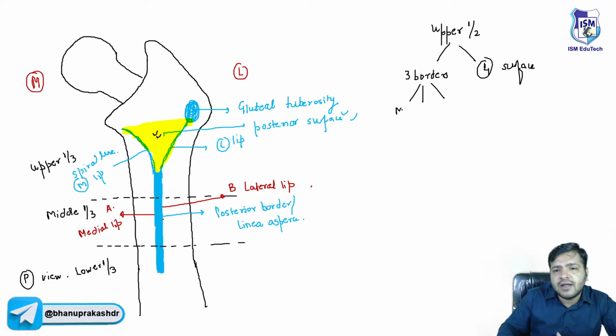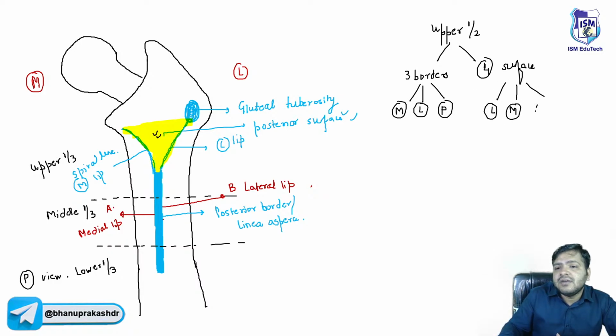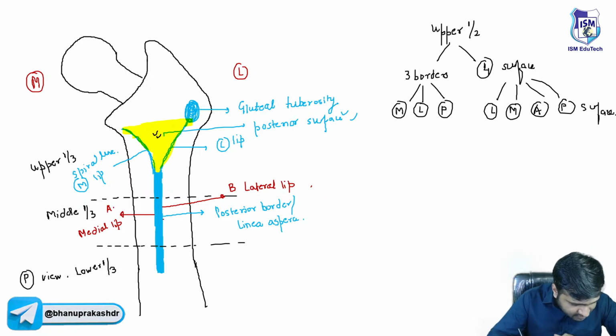So the upper half will have three borders, beta: the medial border, the lateral border, and the posterior border. But the four surfaces will be the lateral surface, medial surface, anterior surface, and we will have the posterior surface over here. Is this point clear to everyone, beta, that the upper half will have a posterior surface? And how is this posterior surface created? The border splits on going upwards, and that is the reason it has the posterior surface.